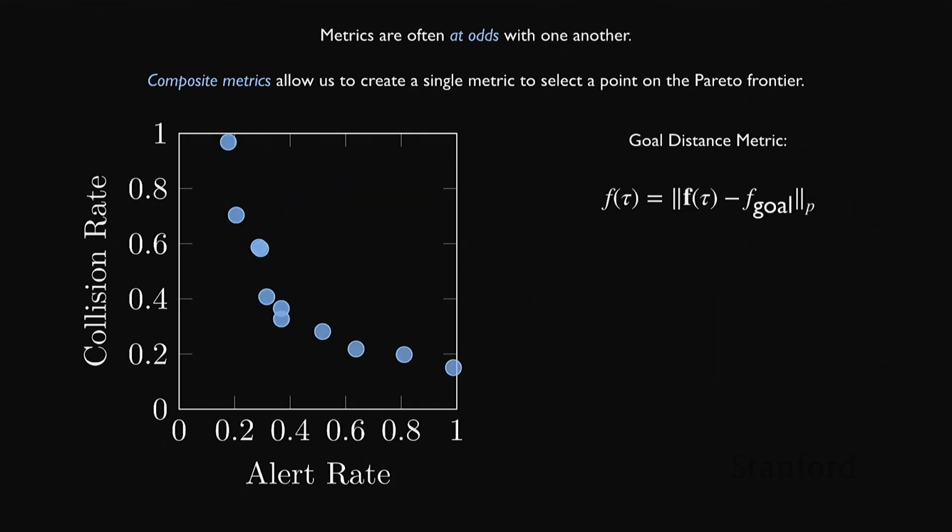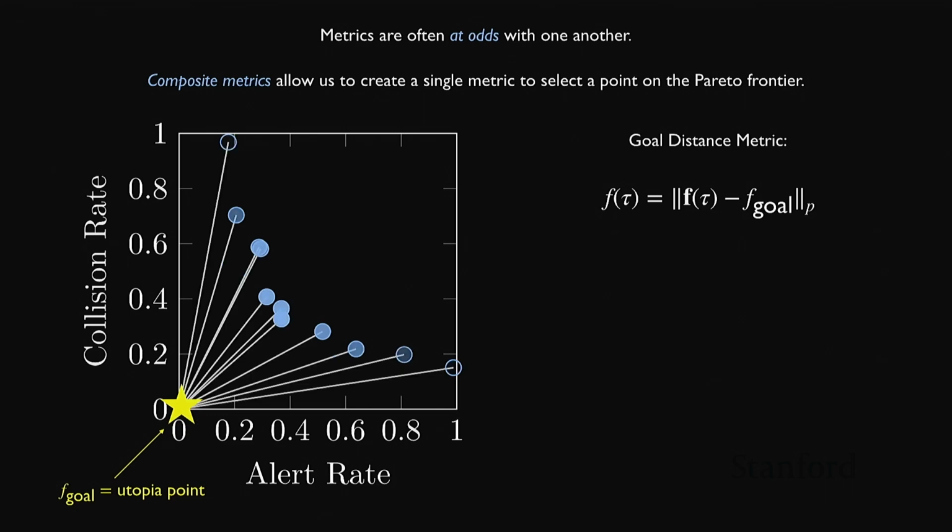Okay, similarly, we talked about another type of metric we could use that used the goal distance. So we just wanted to figure out which point was closest by some distance measure to our goal. And typically we pick the goal to be something called the utopia point, which would be, in our case, 0 alerts and 0 collisions. We want to see how close we can get. So we compute the distance between all of our points and the goal, and then we pick the one that's the closest.